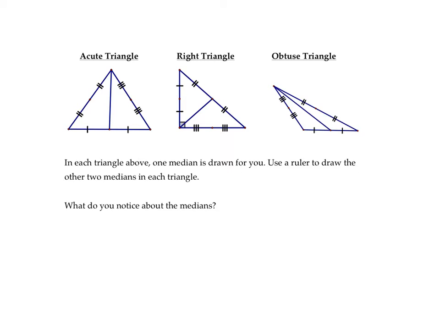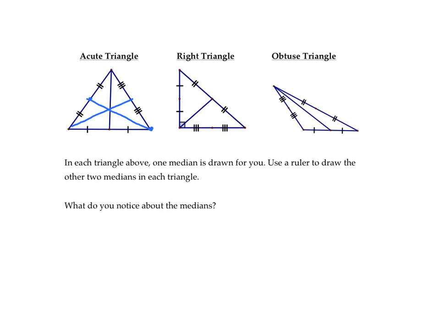But you're going to take your ruler and you're going to connect each remaining vertex, so I'm going to start with this vertex right here, and connect it to the midpoint of the opposite side. So that's this point over here. I've marked in the midpoints for you, so all you need to do is line them up with your ruler and connect the 2 points. So that's the second median of this acute triangle, and then the third median would look something like that.